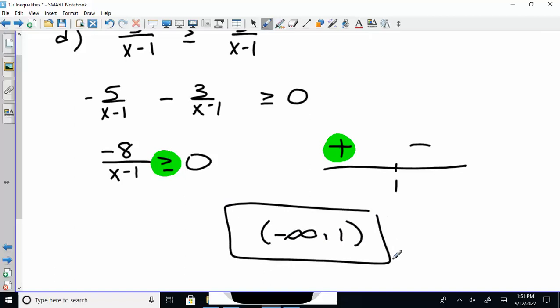So it's possible in these, you may not have to get a common denominator. It's possible that maybe this top is never going to equal 0, and you only have one number on your number line. So many of those scenarios can happen.